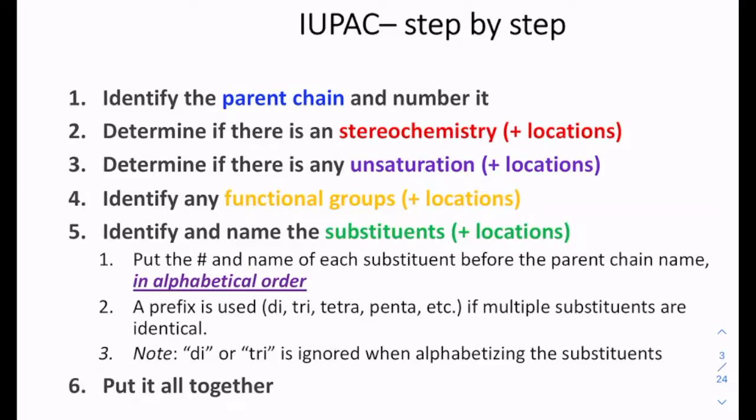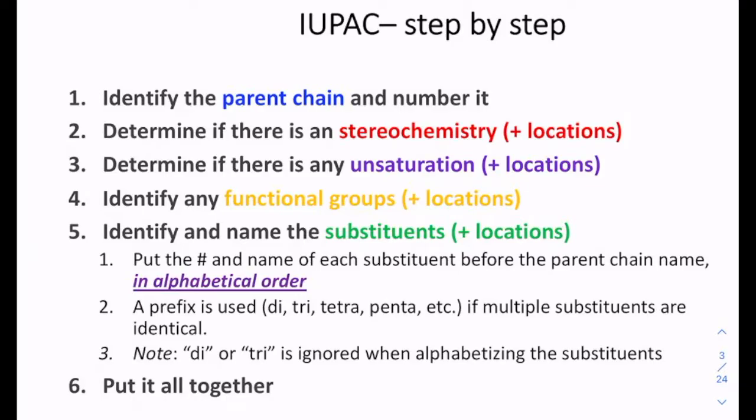The fourth thing we will do is identify if there are any functional groups in the molecule and determine where they are. The fifth thing we will do is identify and name any substituents that are on our molecule and where they are located. What we are going to do for this is to put the number and the name of each substituent before the parent chain name in alphabetical order. If there is more than one of the same substituent, we are going to use the prefixes di, tri, tetra, penta, etc. Note that di and tri are ignored when alphabetizing substituents. And the sixth step is to put it all together.